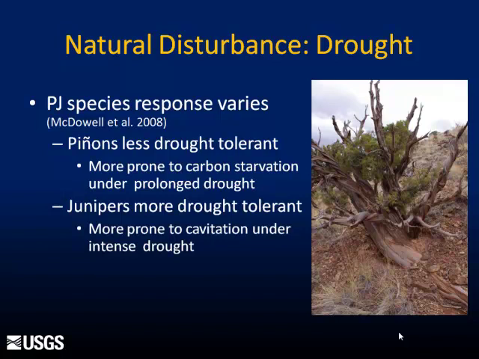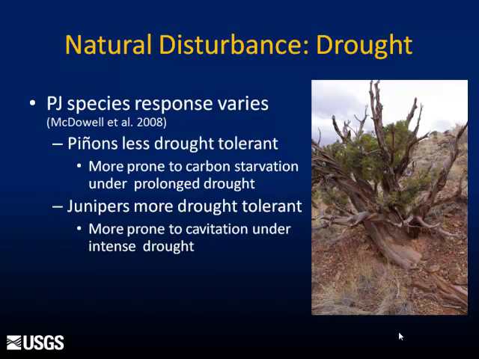This is probably somewhat of an oversimplification, but McDowell et al., I think, does a nice job of laying out the, my representation of McDowell et al.'s work, I should say, not their work. They do a nice job of laying out the differences between piñons and junipers in terms of the response to drought. And in a nutshell, they present the case that piñons are generally less tolerant, that they may be more prone to carbon starvation, especially under prolonged drought.